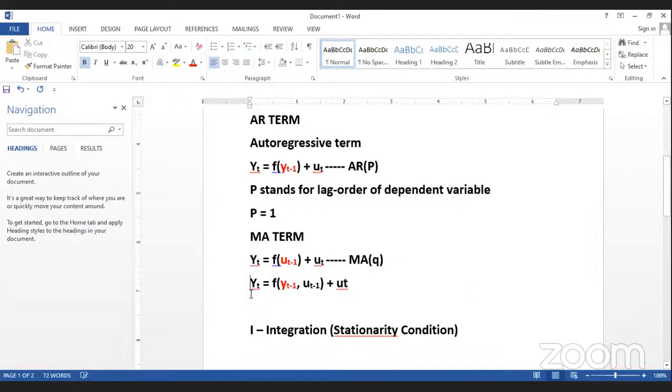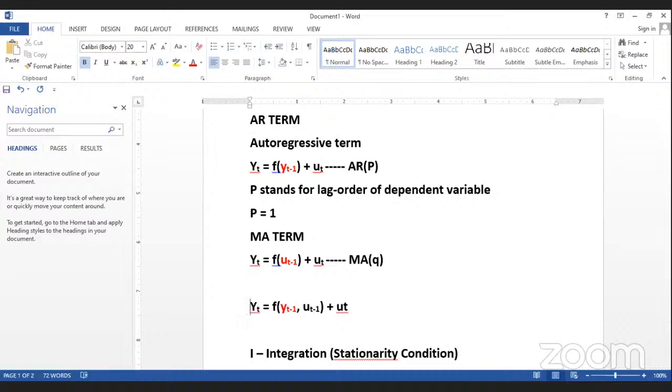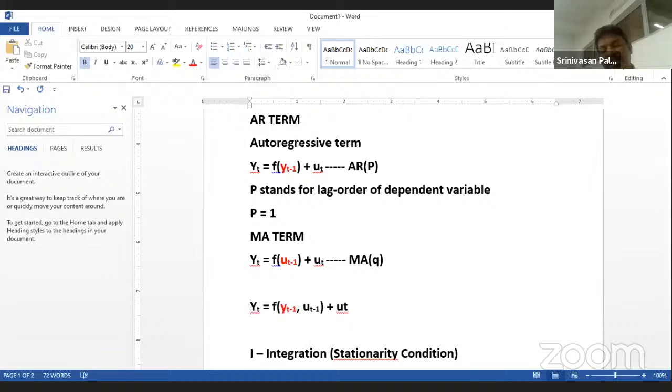We don't have any endogeneity problem because we are using their lag values, that's it. Nothing called endogeneity here because it's not acting as a dependent variable. It's purely exogenous, on the right-hand side. I'm not talking about endogenous now, because there is only one dependent variable. So YT is a function of YT minus 1. This is AR1, and this is MA1.